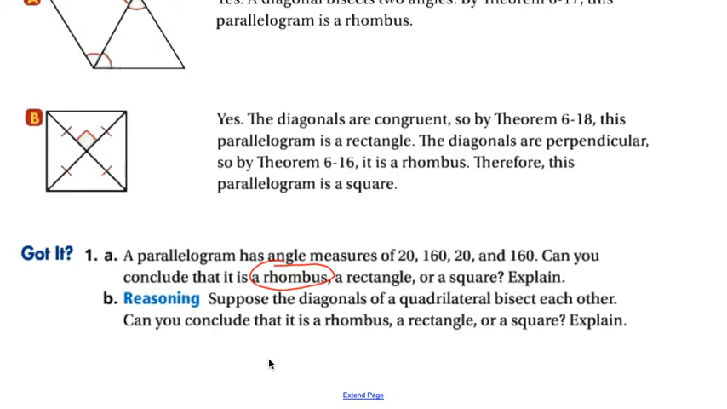How about letter B? It says, suppose the diagonals of a quadrilateral bisect each other. Can you conclude that it is a rhombus, a rectangle, or a square? Well, in this case, we can't conclude any of those. We only know that it is a parallelogram because by the definition of a parallelogram, the diagonals bisect each other.